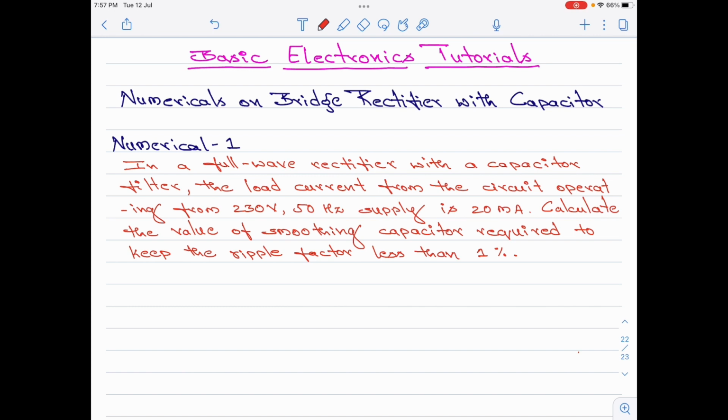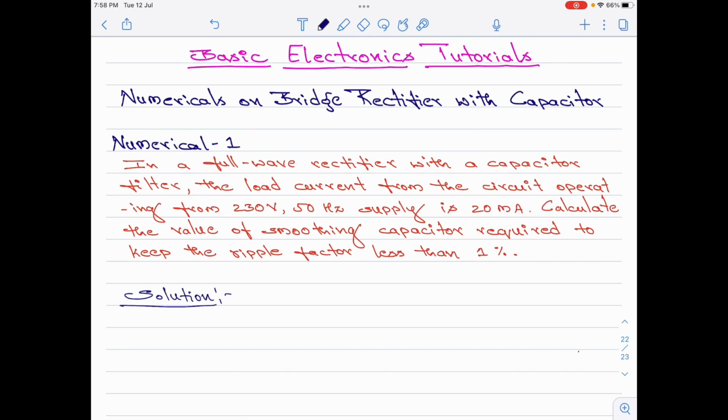If you analyze the question carefully, you will note that we have a full wave rectifier with a capacitor filter. The supply voltage is given as 230 volt 50 Hz and the load current is 20 milliamperes. We are asked to find the value of the smoothing capacitor if the ripple factor required is less than 1%. Let us start with the solution part.